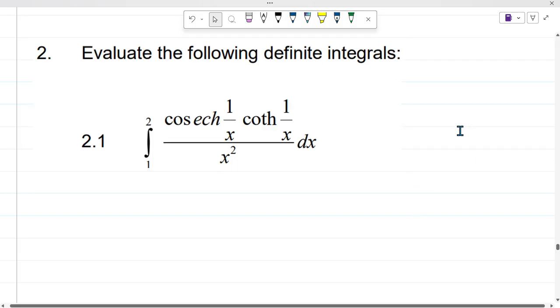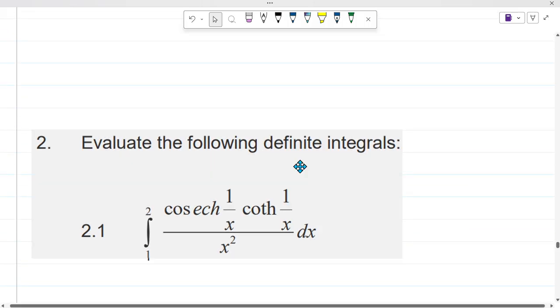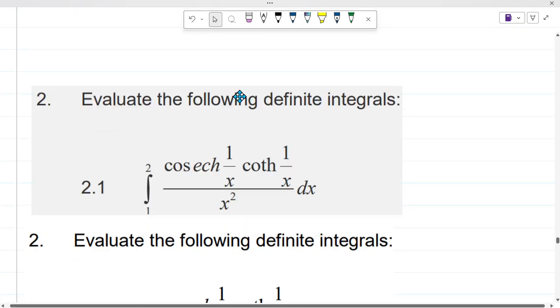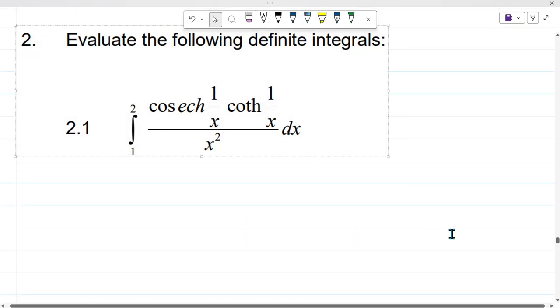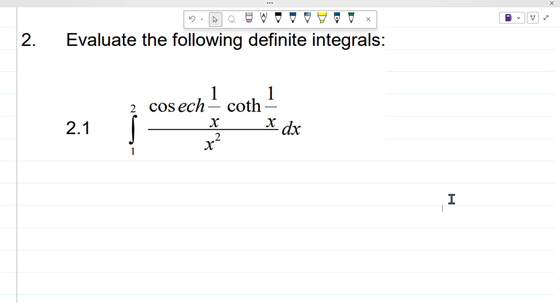Okay. Evaluate the following definite integrals. So now we're trying to solve some definite integrals, so let's see how we can do that. We can see that the first question that we're given is hyperbolic sec of 1 over x multiplied by hyperbolic cot of 1 over x, all divided by x squared, right?